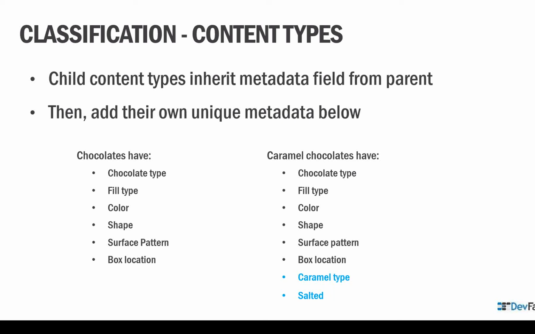In the case of SharePoint, we have three choices when we're inheriting. We can make it mandatory, which means they have to enter it. We can make it optional, or we can hide it. Now, in the case of hiding it, what we typically do is we fix the value and hide it, right? Caramels, I don't need to see the fill type anymore. So I fix the value and I hide it. And that way, people don't need to see the fill type for caramel chocolates. They know it's a caramel chocolate.